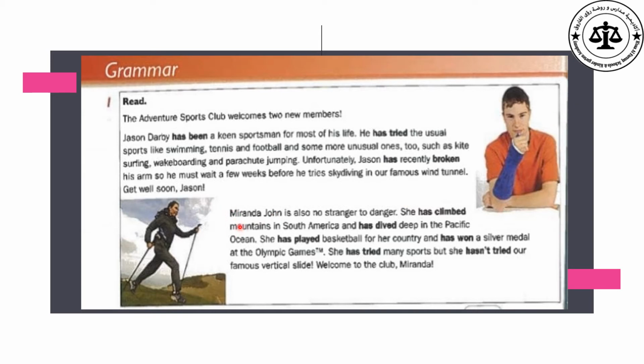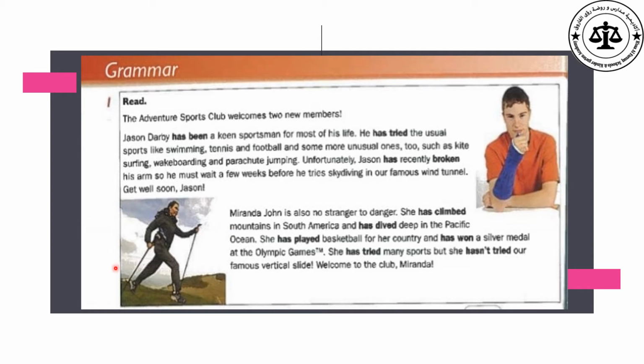What about Miranda John? Miranda John is also no stranger to danger. She has climbed mountains in South America and has dived deep in the Pacific Ocean. She has played basketball for her country and has won a silver medal at the Olympic Games. She has tried many sports, but she hasn't tried our famous vertical slide. Welcome to the club, Miranda.